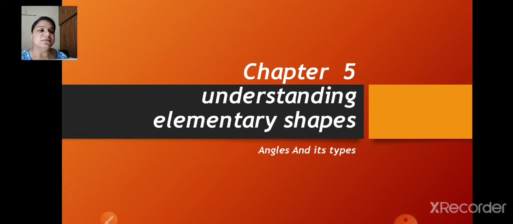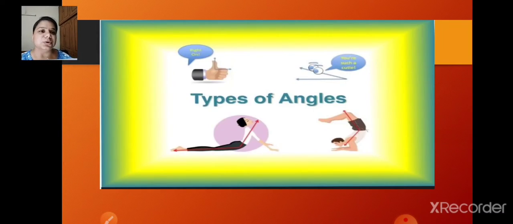Now again in chapter 5, Understanding Elementary Shapes, the next topic is angles and their types. So in this video we are going to learn about angles and their types. Okay. So these are all the types of different angles.